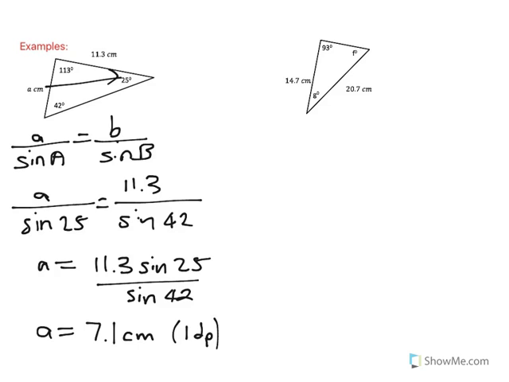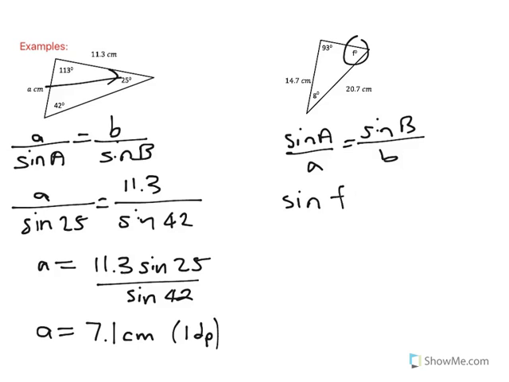Alright, example number 2. We are looking at angles, and I'm going to show you F. Again, our tool. Tell the marker. This time we're looking for an angle. Sine A over a equals sine B over b. Substituting our values in, sine F over 14.7 equals sine 93 on 20.7.